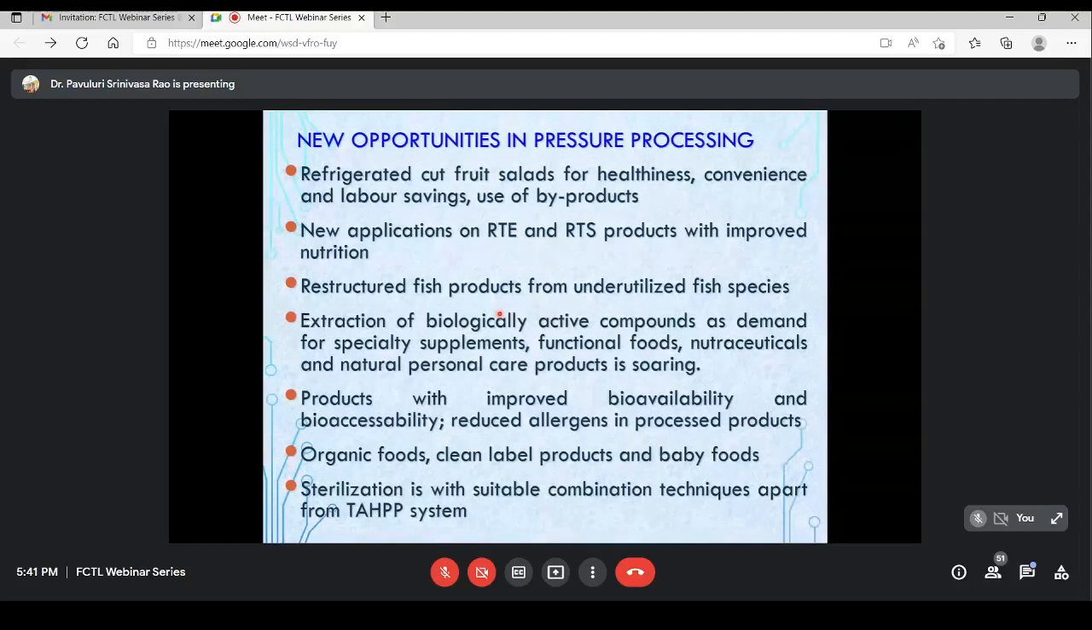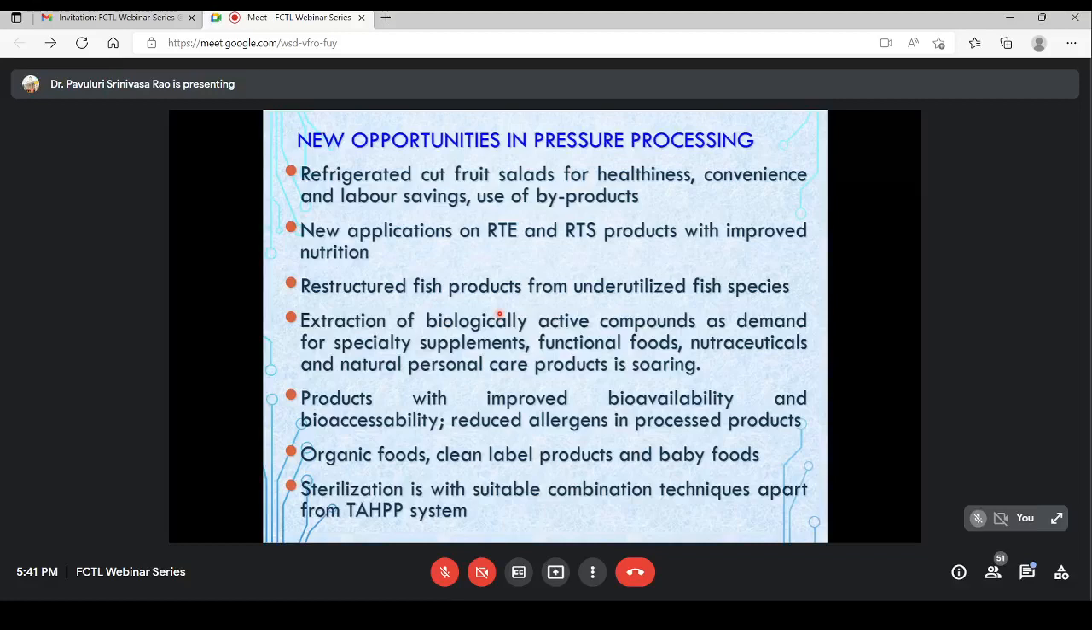Products with improved bioavailability and bioaccessibility are another segment which is fast coming, where a couple of studies are there with mixed results. However, it is a very important aspect, so all the products which are being treated with HPP can be tested for bioavailability and bioaccessibility. Similarly, it has been proved in some of the cases that allergens are reduced in the processed food products. It's a great advantage wherever we have allergens, particularly the nut-based allergens.